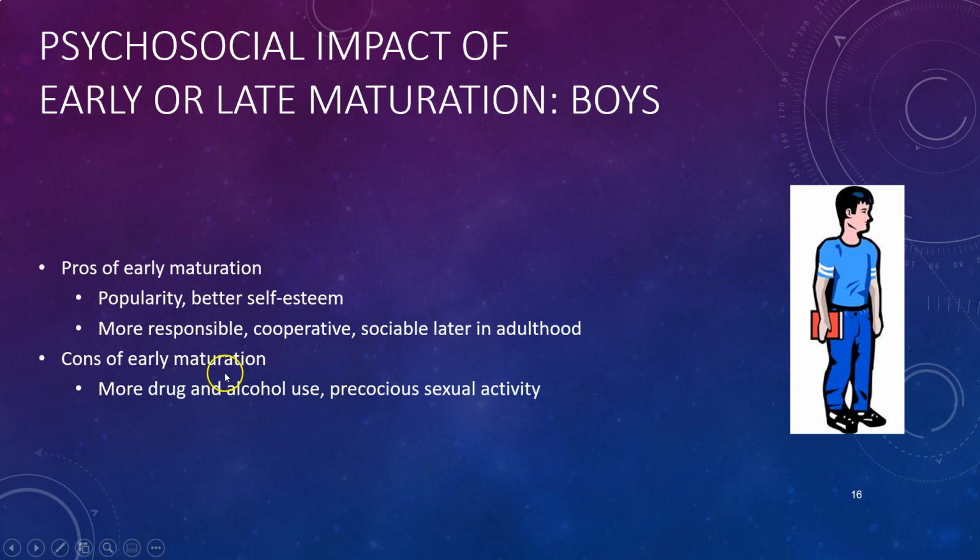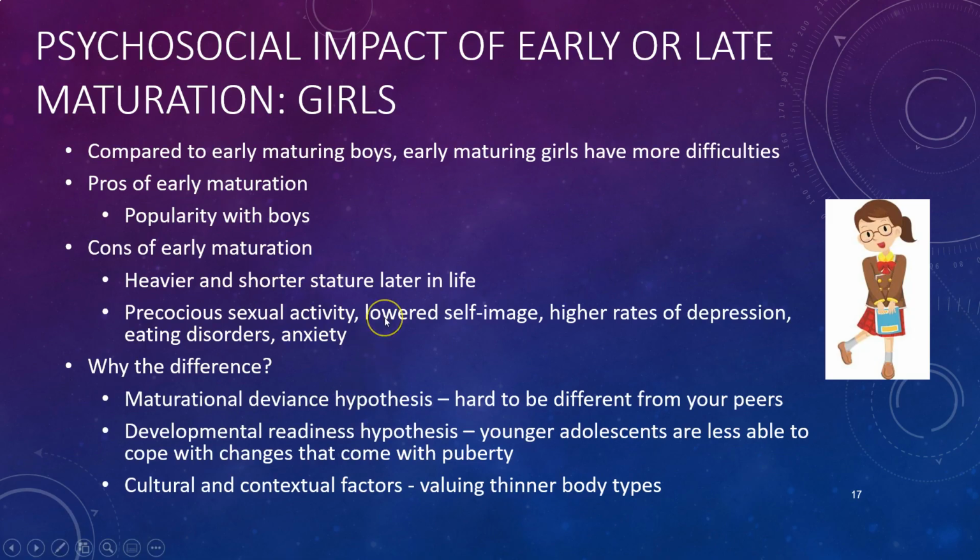The cons of early maturation: we see more drug and alcohol use, maybe precocious sexual activity. They may be hanging out with older individuals because they look older, and may get involved in some of these activities, perhaps before they're even psychologically or cognitively ready for it. However, compared to early maturing boys, which typically leads to some positive outcomes, early maturing girls have more difficulties.